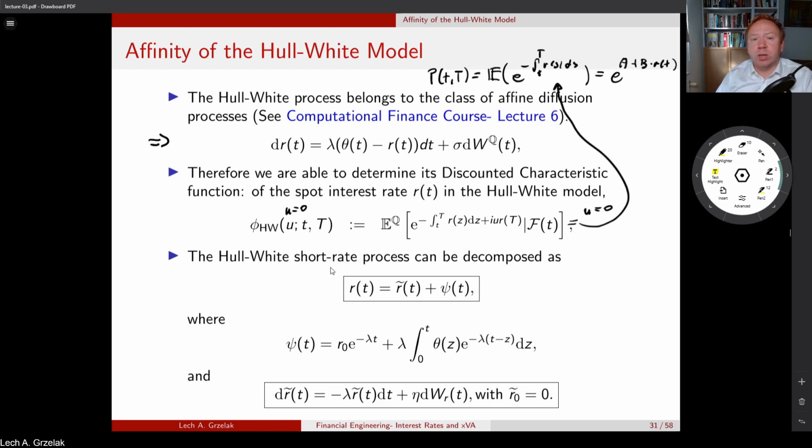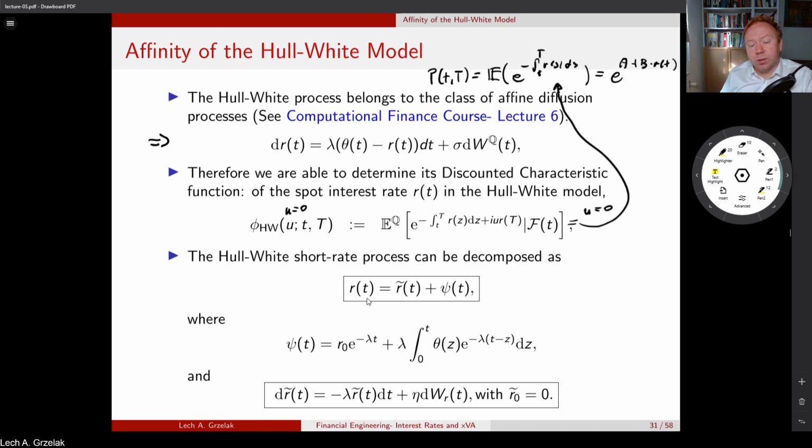There are a few steps in the derivation. There are also multiple ways how to do it. Here we will go via the so-called decomposition of the Hull-White model. The idea here is to take the Hull-White model and remove the deterministic function, so this theta t function, and separate it from the mean reverting process, which does not depend on any time-dependent parameters. And this is how it's done.